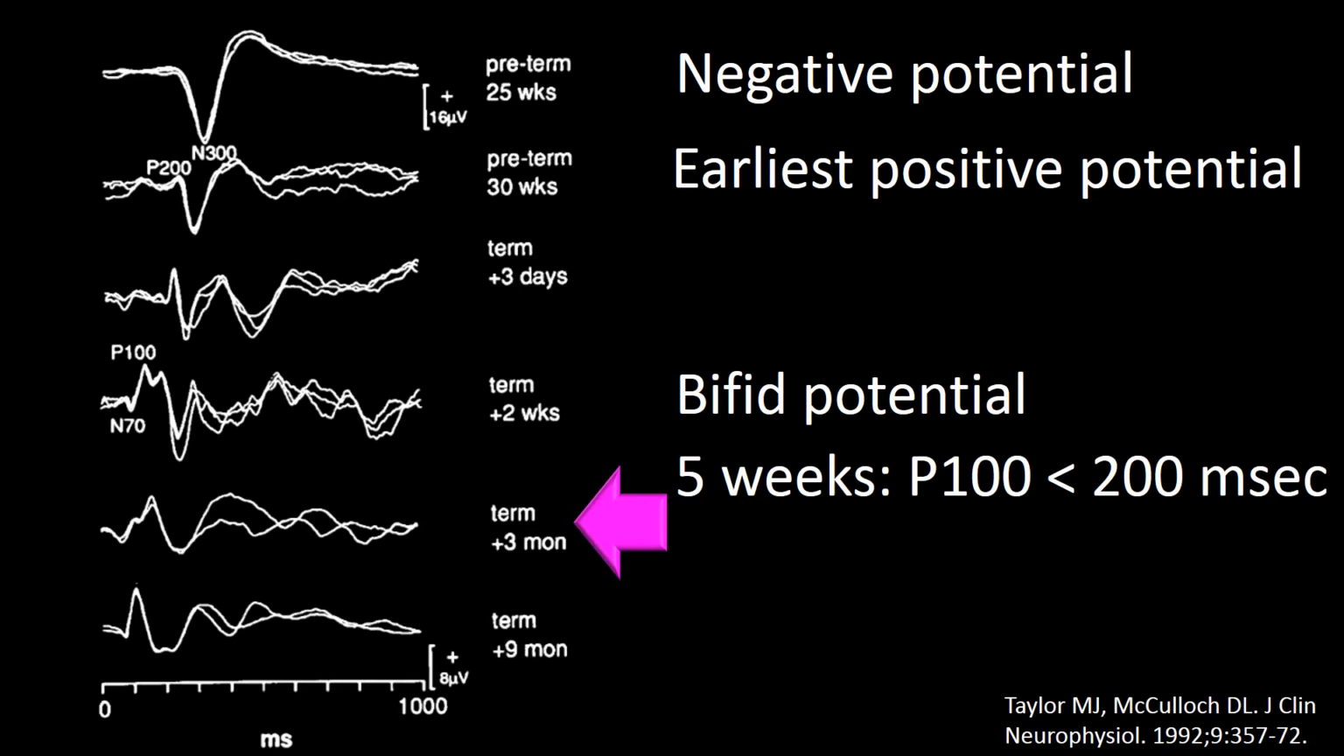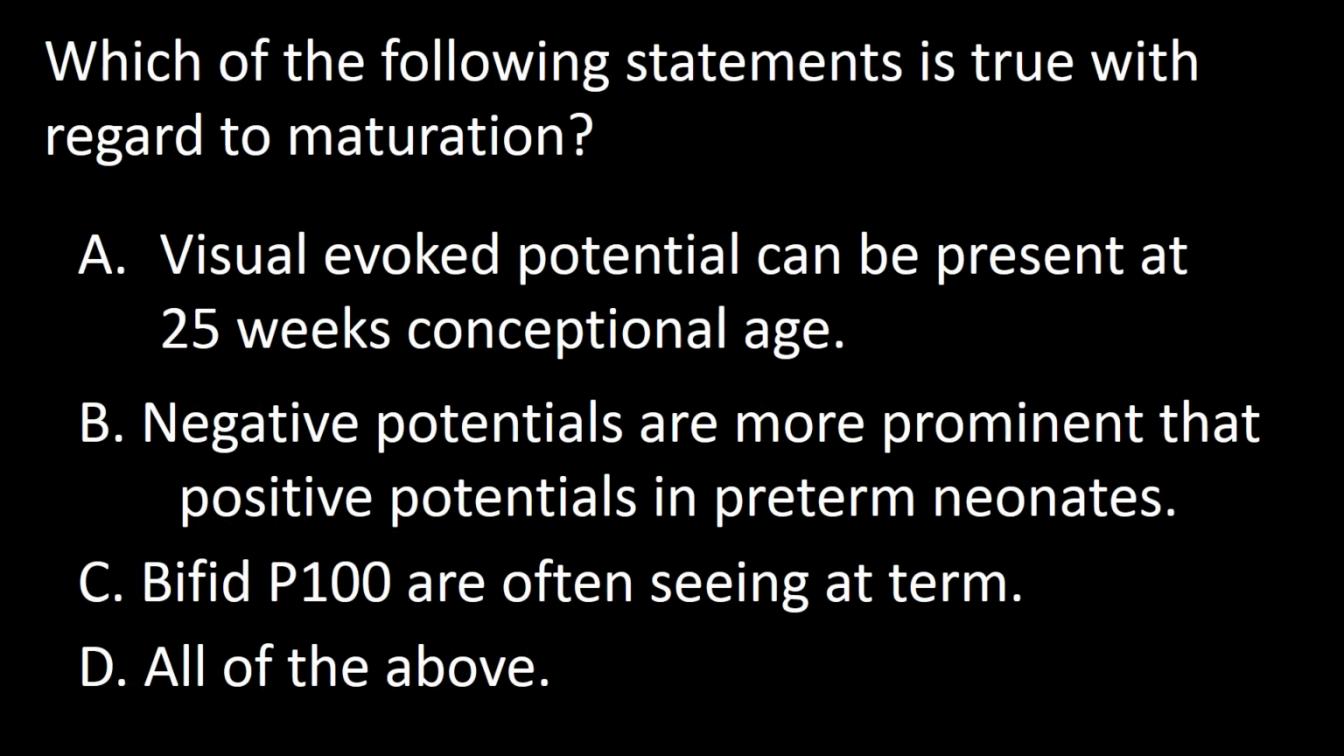At about 3 months of age, in term babies, we can no longer see the bifid P100. By 9 months, P100 is usually at 100 milliseconds. So the answer to this question is D, all of the above.